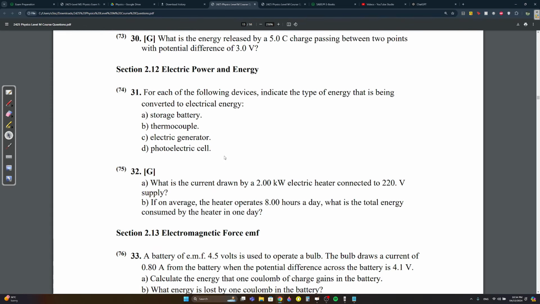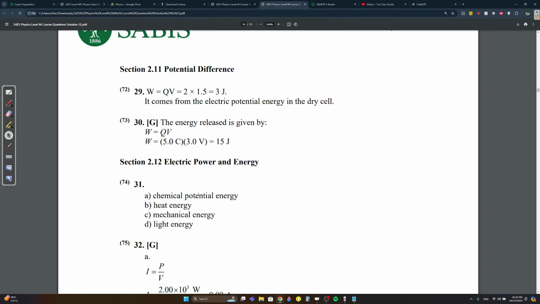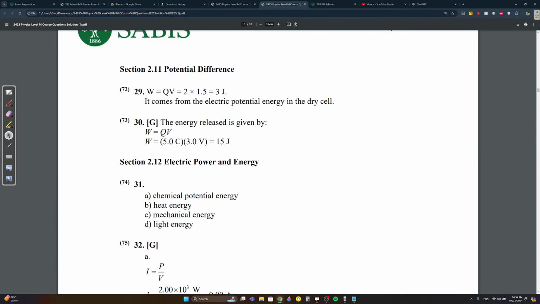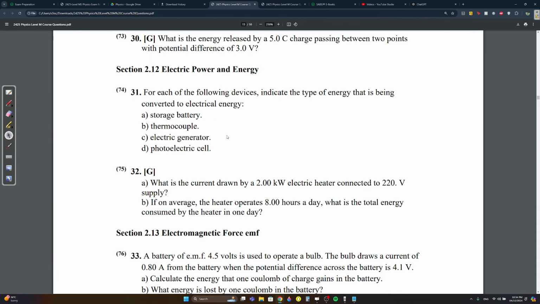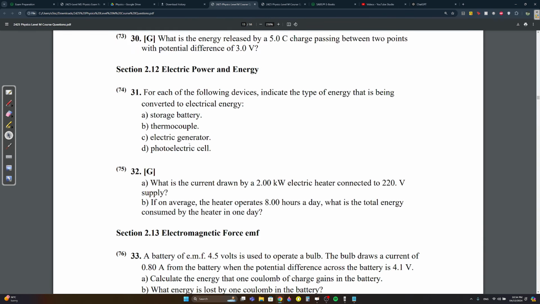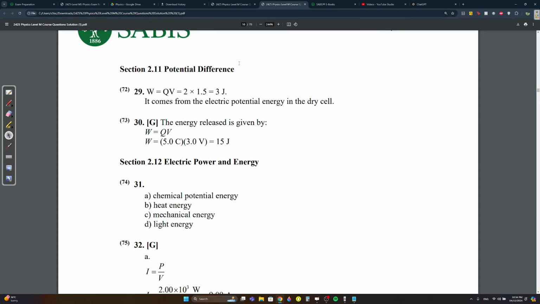For each of the following, indicate the type of energy that's being converted to electric energy. Battery, surely chemical. Chemical potential. Thermocouple, anytime you see any thermometer, you think temperature. So heat energy, right? Heat energy. Electric generator, it just keeps on moving, which causes mechanical energy to be converted into electric energy. Okay, photoelectric cell, it's like a solar panel, it uses light energy.